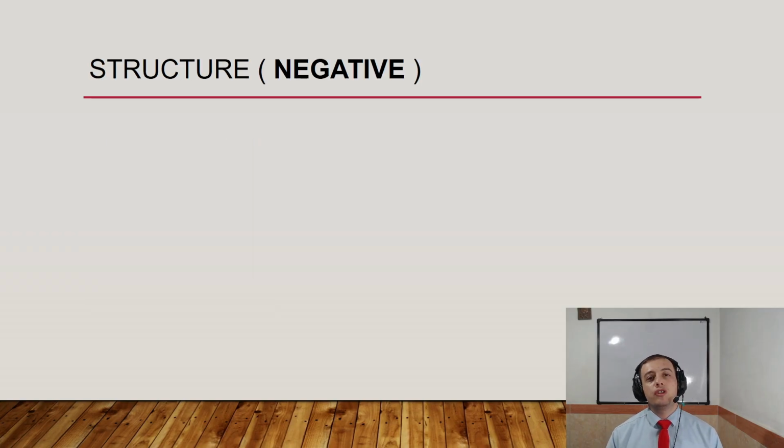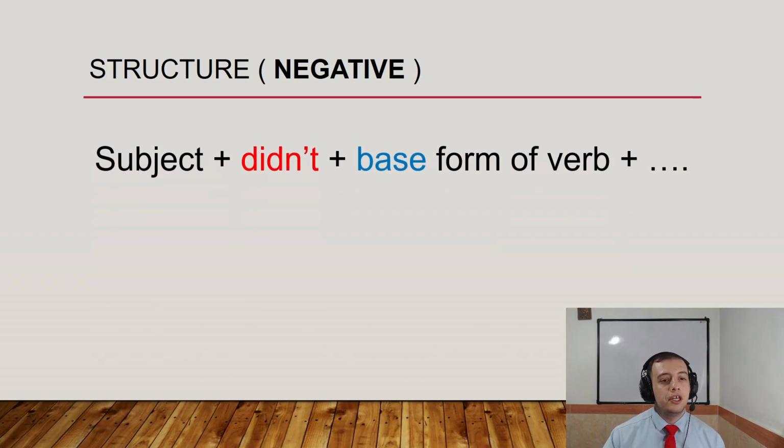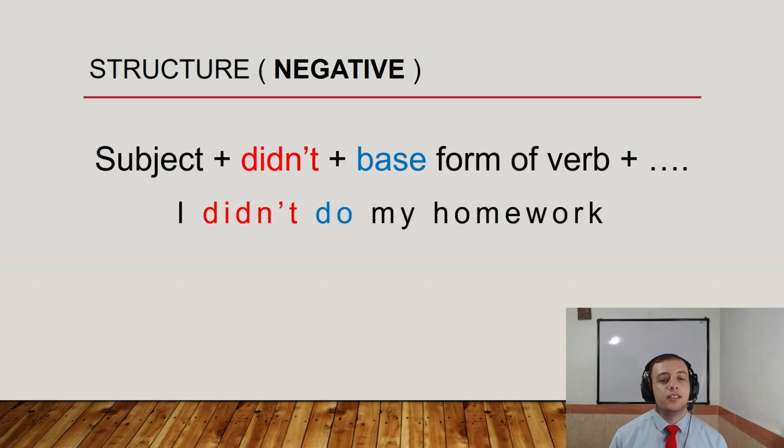All right, so let's go to the next part. A structure, especially negative structure. The negative is like simple present, but actually a bit different. So look at here, subject plus didn't plus base form of the verb. Guys, focus on the blue word, base form of the verb. It means, for example, I didn't do my homework. So didn't shows the past time.